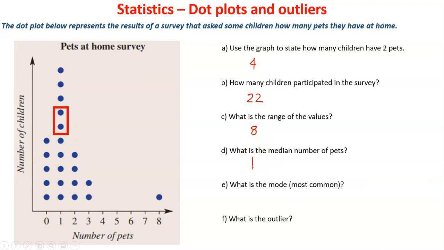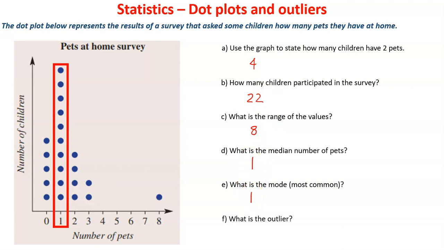E, what is the mode or the most common value? Again, quite easy for us to do on a dot plot. The tallest column is going to be our mode, and that's 1 pet. So the mode is 1 pet. That's occurred the most often.